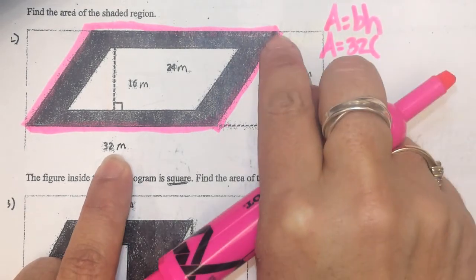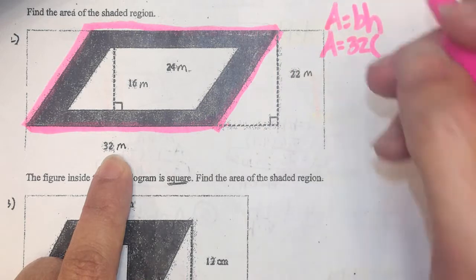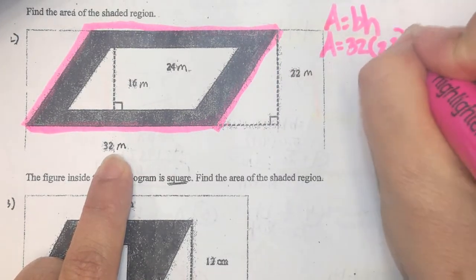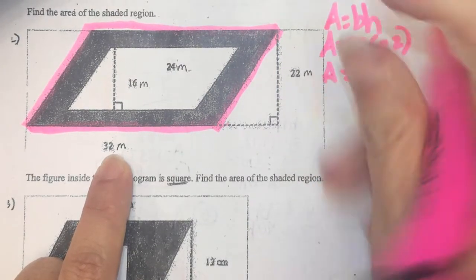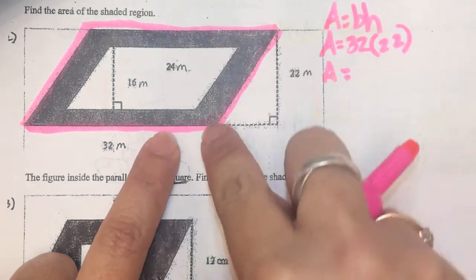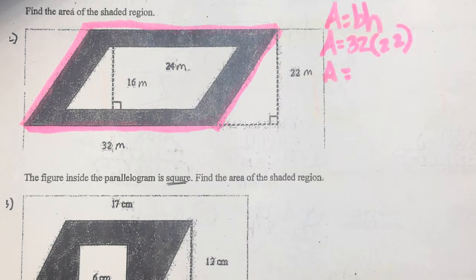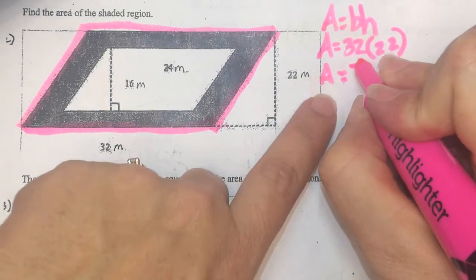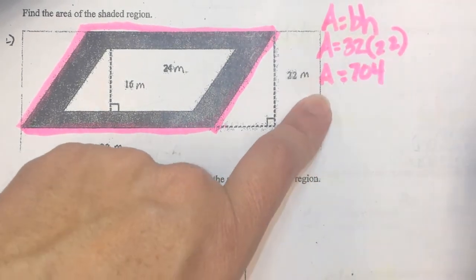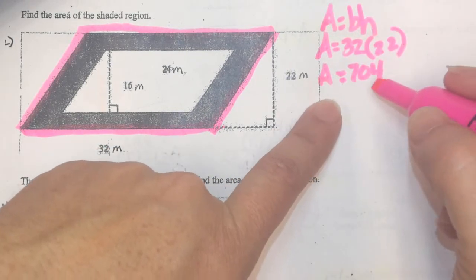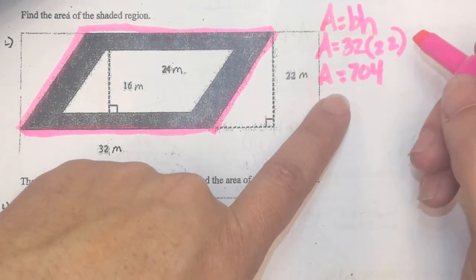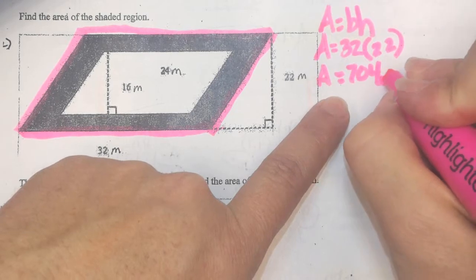We're on the outside edge. From top to bottom is 22. Because look, you got to go from top to bottom. So it's this big long line on the outside. You have a 100-point test tomorrow. This study guide is your homework. Now, so it is 704 meters squared for the first part.